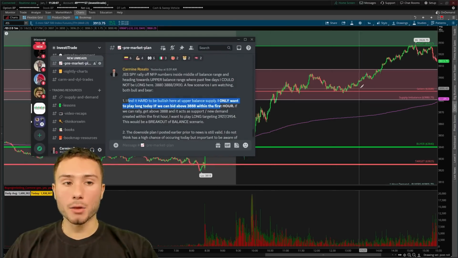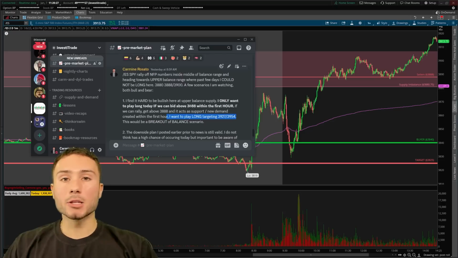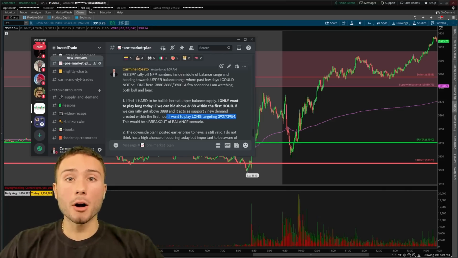So in the pre-market plan on the 6th of January, what we were watching for was not to be so bullish at this little red box up here at supply. I said I only want to play long today if we can get above 3888 within the first hour. If we can rally, get above 3888, and it acts as support, I want to play long, targeting 3927. This happens before the market opens up. I send these plans out. This is not hindsight trading. This is going with levels in the market and understanding the flows that come in.